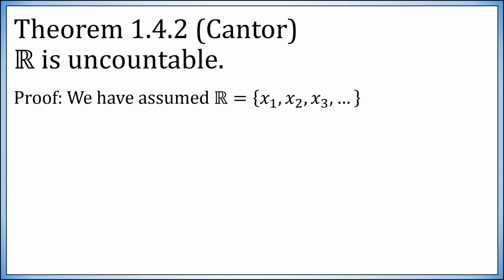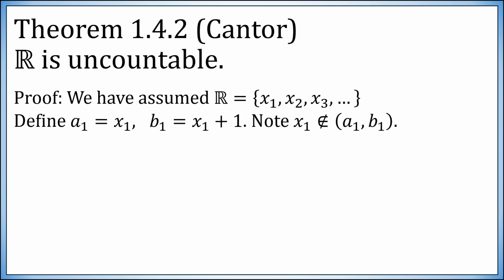Okay, so assume we've listed out the real numbers. Let's just define some a's and b's. A sub 1 is x sub 1, b sub 1 is x1 plus 1. The point here is just to make a nice open proper interval. b1 is bigger than a1. Also note that x1 is equal to a1, so it does not belong to this interval.